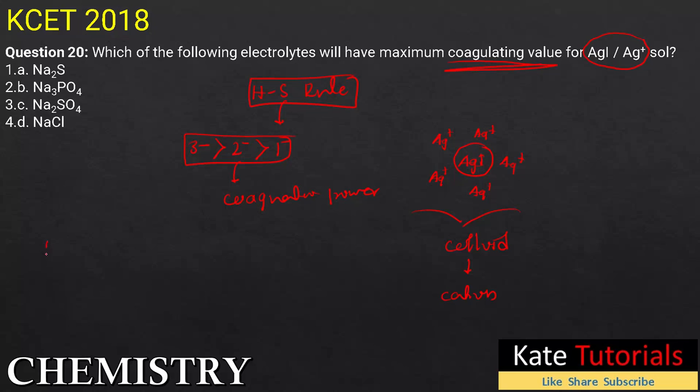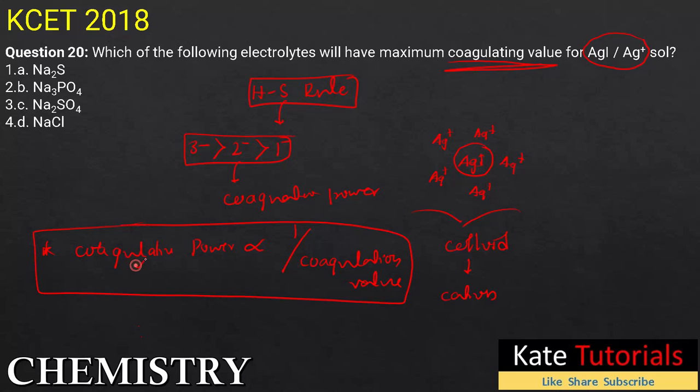But there we'll study that coagulation power is inversely proportional to coagulation value. I hope you got it. So coagulation power is inversely proportional to coagulation value. It means if I have greater coagulation power, the coagulation value will be less. If it is more, then it will be less, because both are inversely proportional.